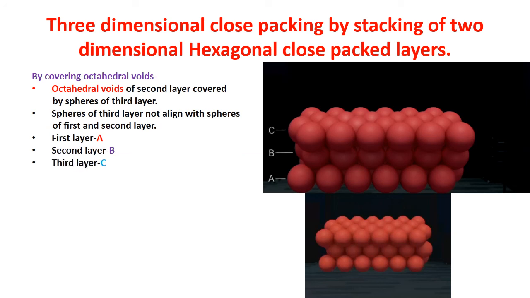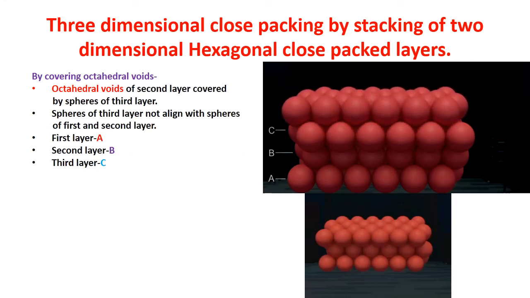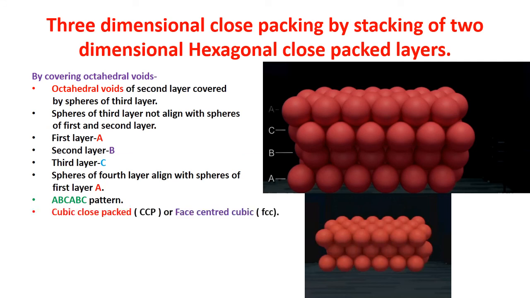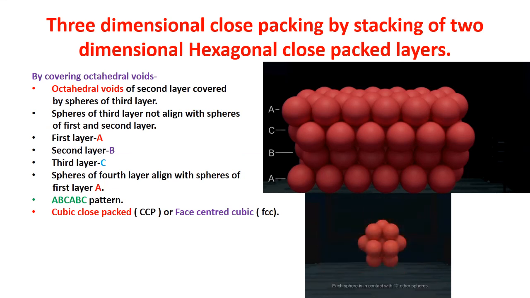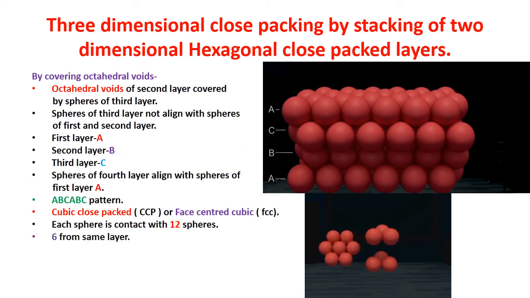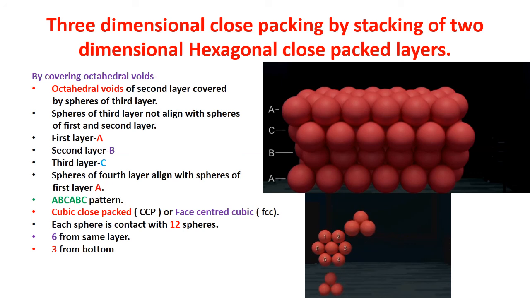Now if we place the fourth layer over the octahedral voids of the third layer, then the spheres get aligned with the spheres of the first layer, and thus this pattern is known as ABC-ABC pattern, and the structure formed is known as cubic close packed or face centered cubic structure. In this type of structure, each sphere is in contact with 12 other spheres, 6 from the same layer, 3 from the bottom layer, 3 from the top layer, and therefore the coordination number is 12.